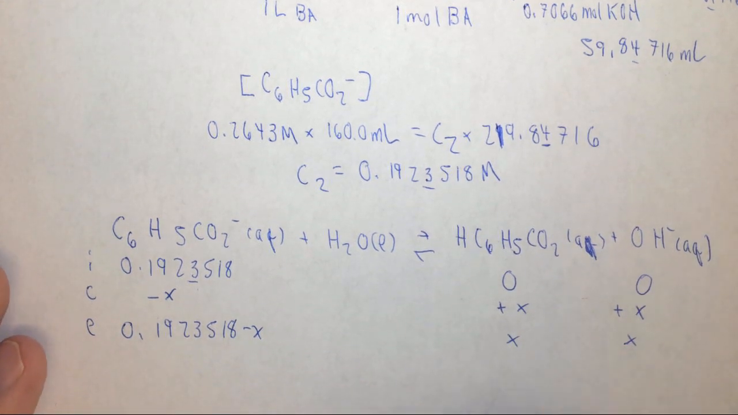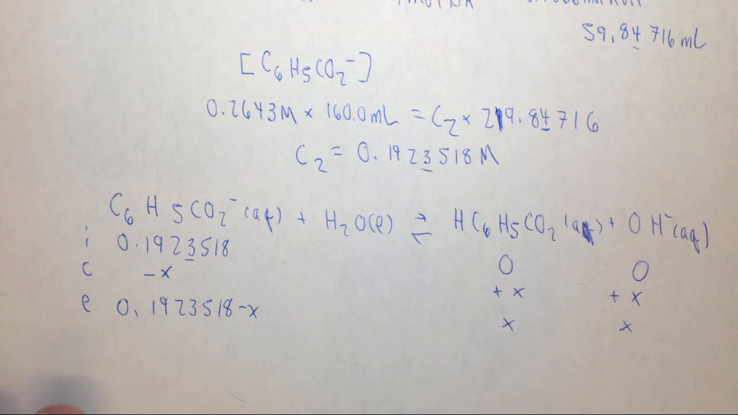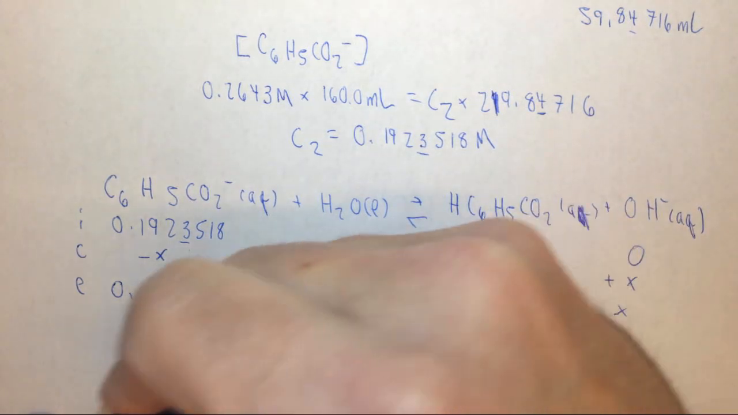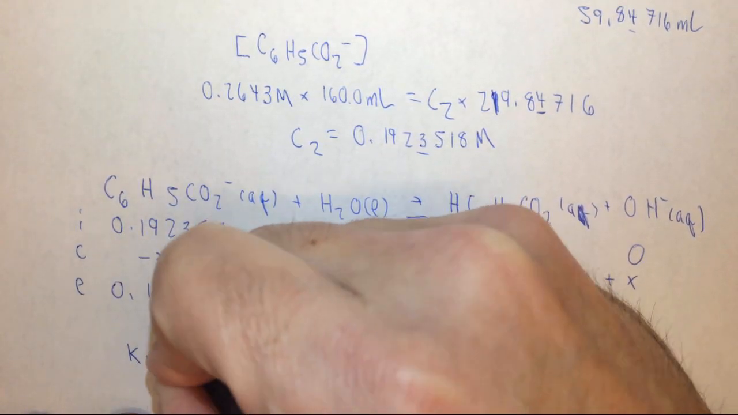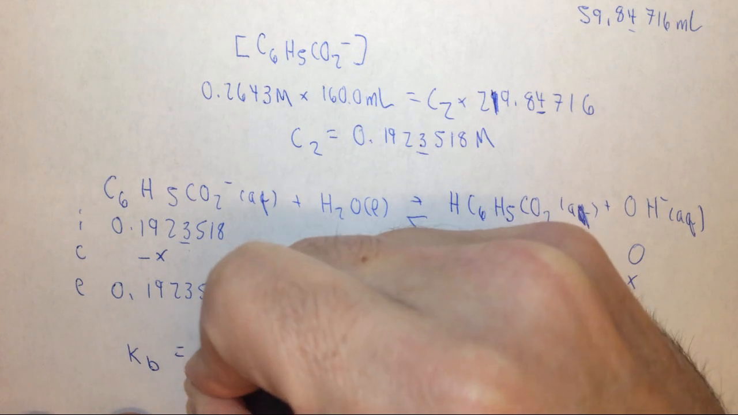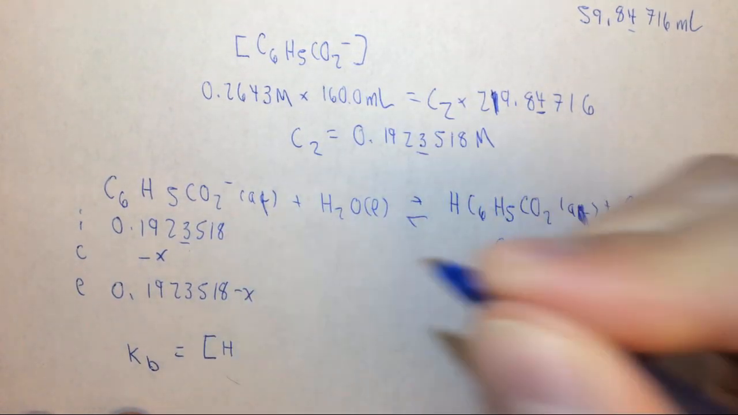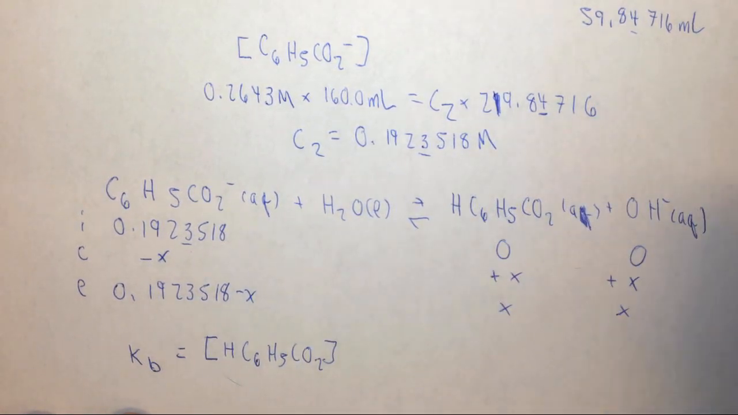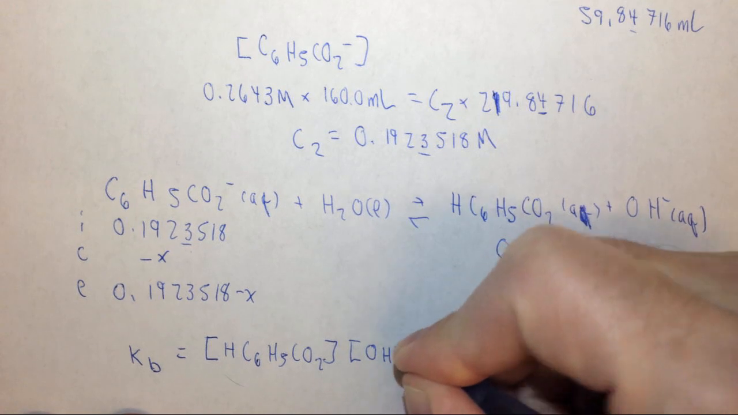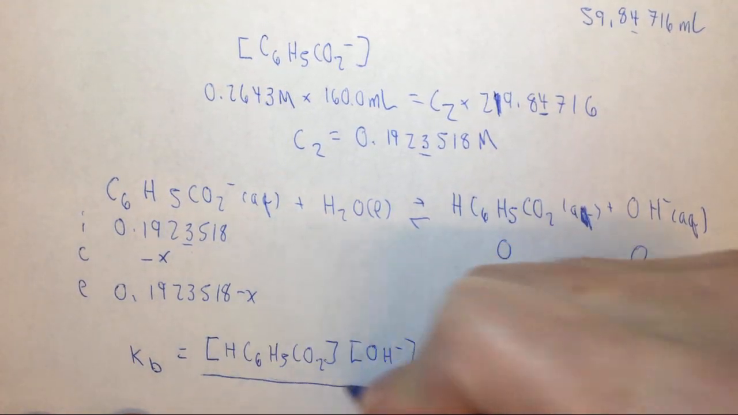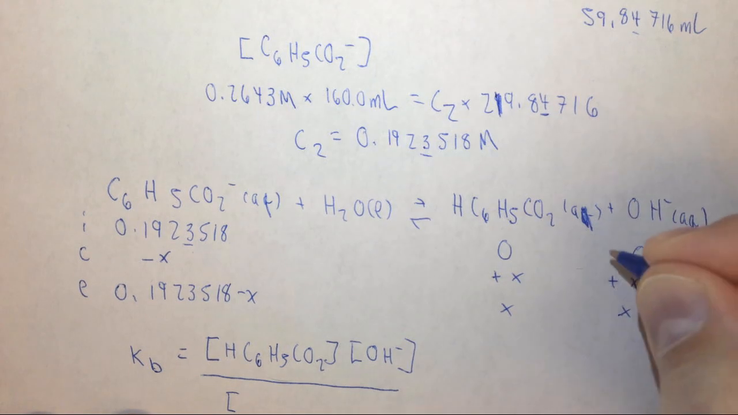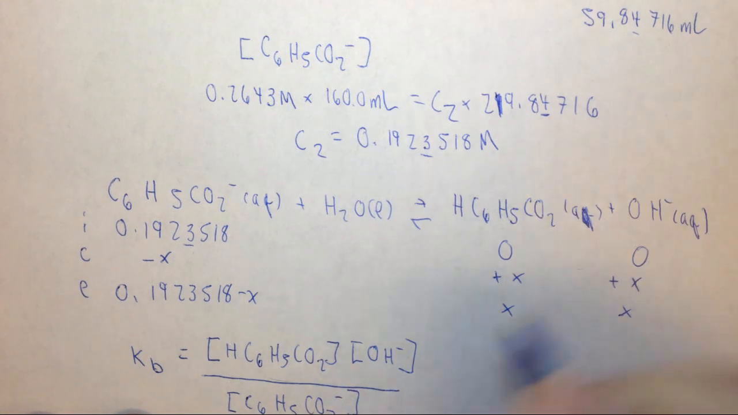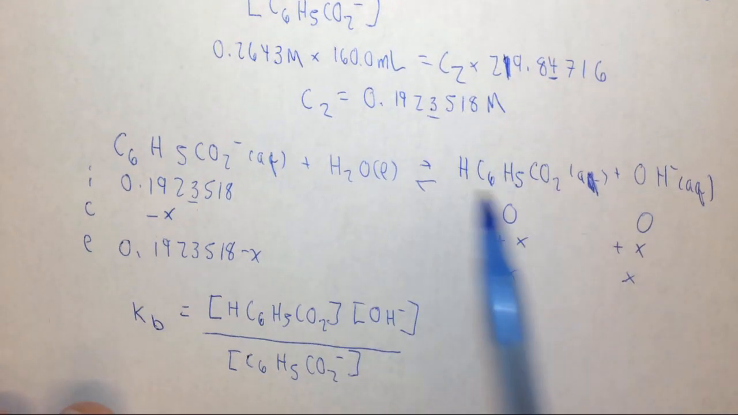Well, now we can use our Kb expression. The Kb is equal to the concentration of HC6H5CO2, the first product, times the concentration of OH minus, the second product, divided by the concentration of C6H5CO2 minus, the reactant, and we ignore water because it's a liquid.